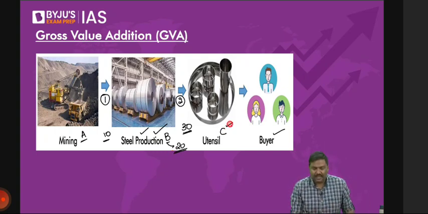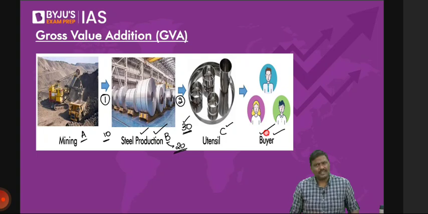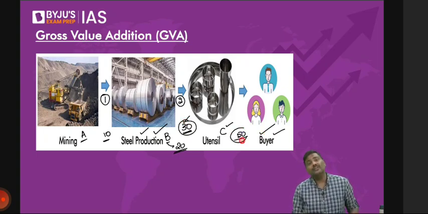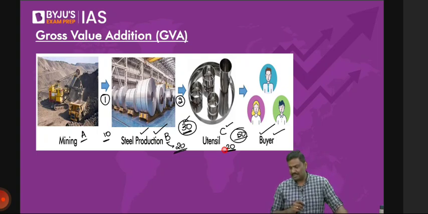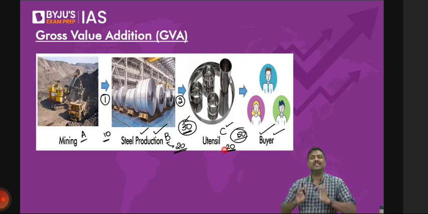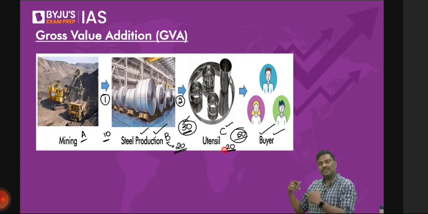And company C will purchase it at 30. Will they sell it to a buyer at 30 rupees? Of course not. They will sell it, let's say, at 50 rupees. So they purchased at 30 and sold at 50. What is the value addition? 20 rupees. Now, some of you might be asking, sir, why are we doing it like this? Why not simply take all the goods which are produced and use them for the calculation of GDP?